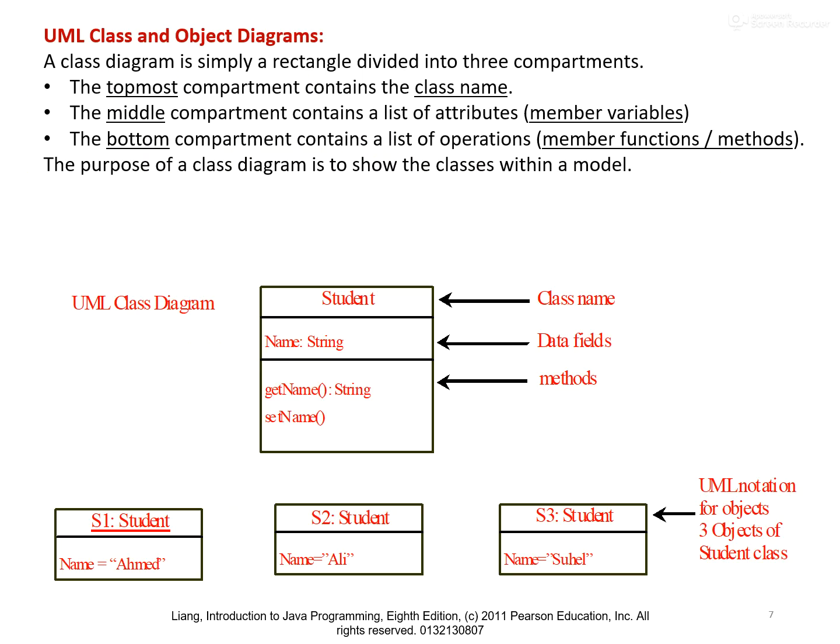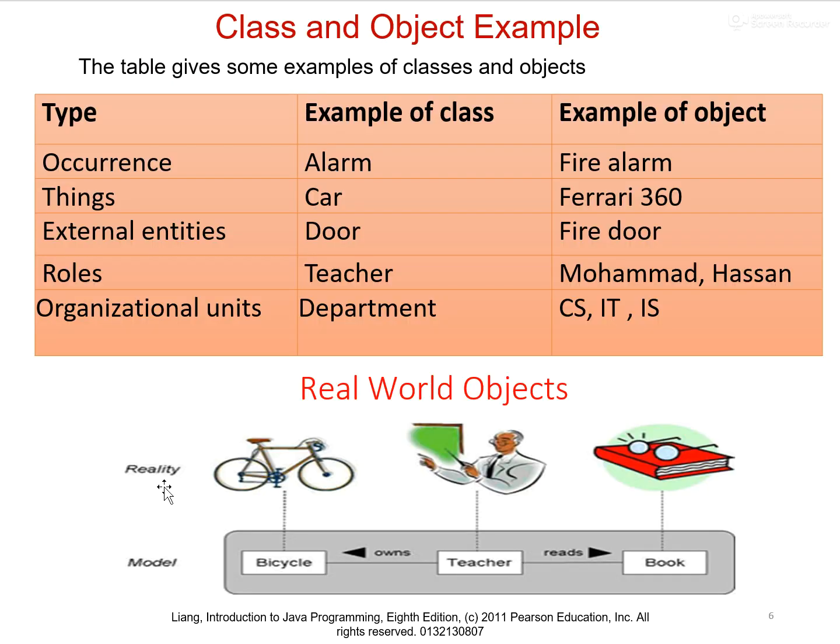Simplifying a little bit, you can map real world objects such as a bicycle, a teacher, a book, to classes or objects in a program, and then you can have methods included in those classes to interact with those objects, to have those objects interact.